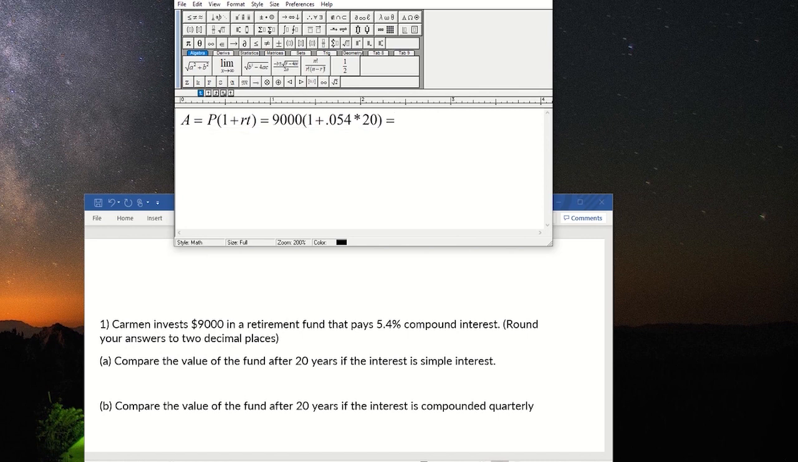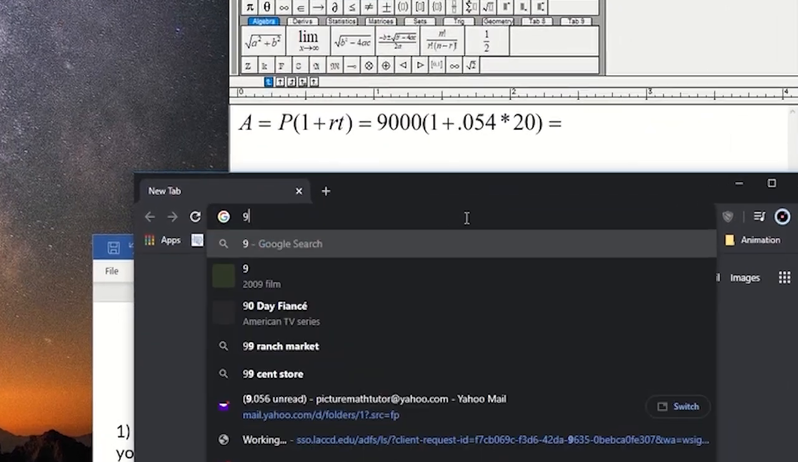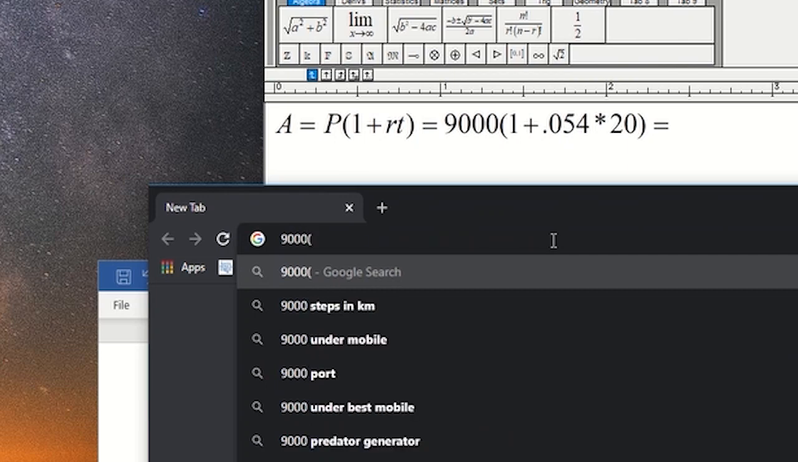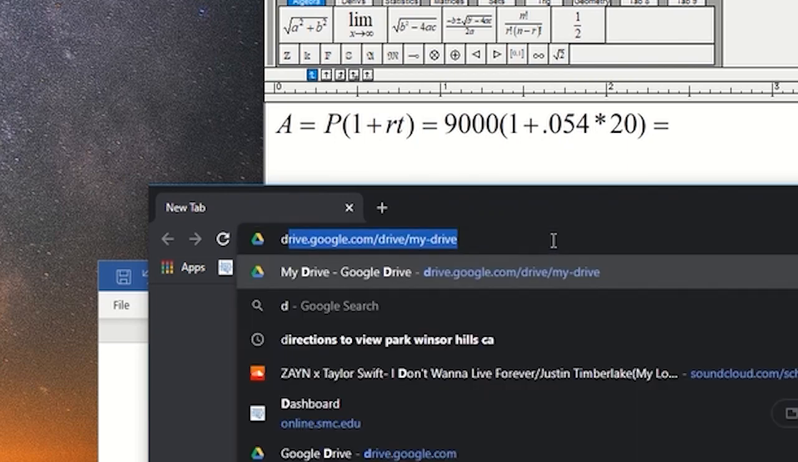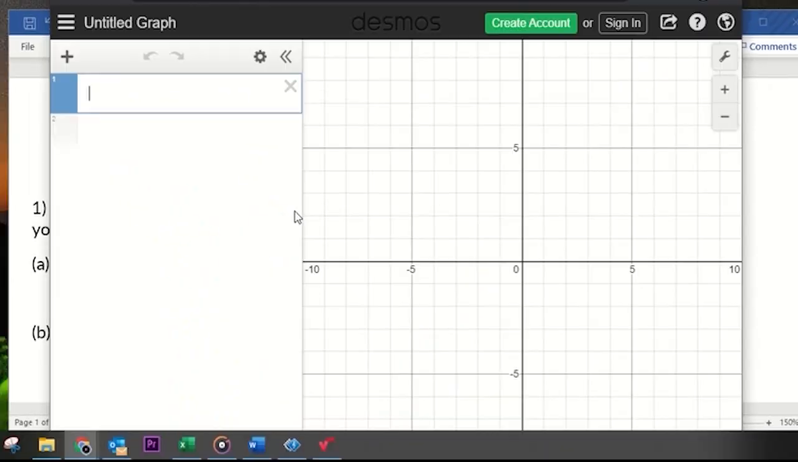I think I need to get the answers right now, so let me pull up Google or something to get the answers. You guys can get the answers on a calculator easily, just plugging it in, 9,000. Let's see, how am I going to plug this in? Let me go to something like Desmos, maybe. What would be a good calculator? Let's try something like this.